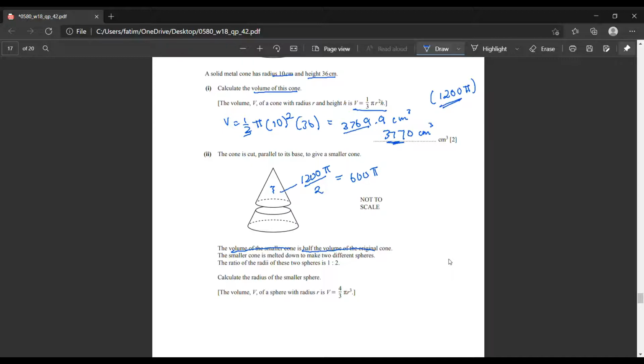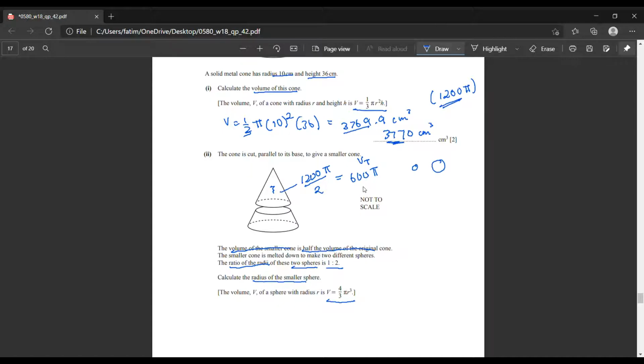Okay. The smaller cone is melted down to make two different spheres. The ratio of the radii of the two spheres is 1:2. Calculate the radius of the smaller sphere. And we're given that the volume of a sphere is 4 by 3 pi r cube. So we have this total volume to work with. I'll denote it as VT, for the total volume, or the volume of the cone. And that volume is divided amongst two spheres of varying radii.